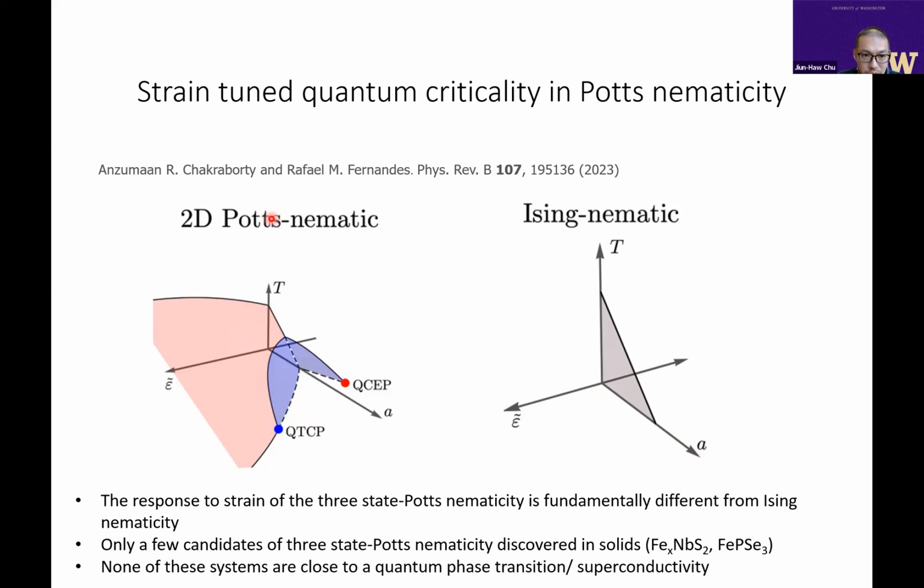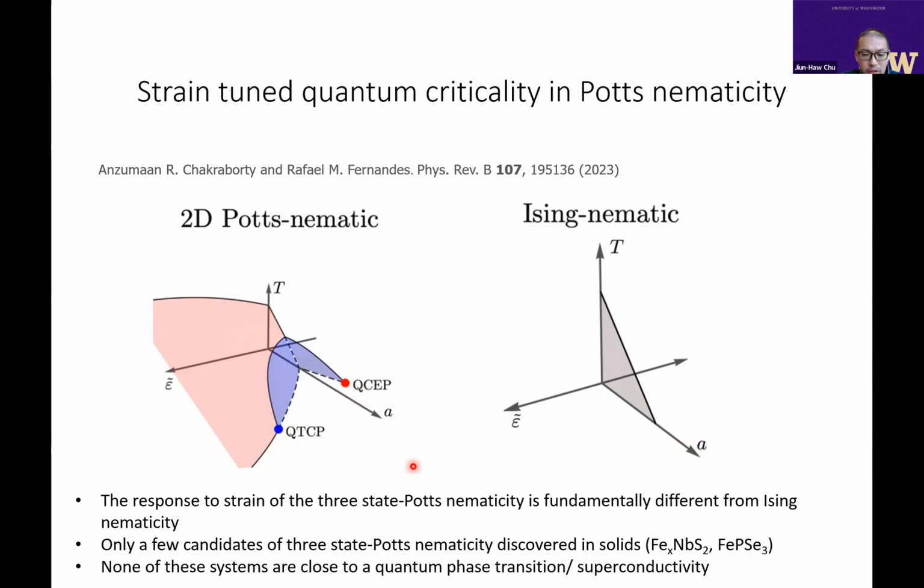In the Potts-nematic transition, which is summarized by another more recent paper by Rafael and others, you will expect a first-order quantum phase transition. However, if you apply strain, again depending on the direction and the sign of the strain, tensile or compressive, you'll end up in a quantum critical endpoint or a quantum tricritical point. So you can use strain to approach a second-order quantum critical point, which could potentially also have interesting results on superconductivity and the Fermi liquid behavior. Now, this is totally unexplored.